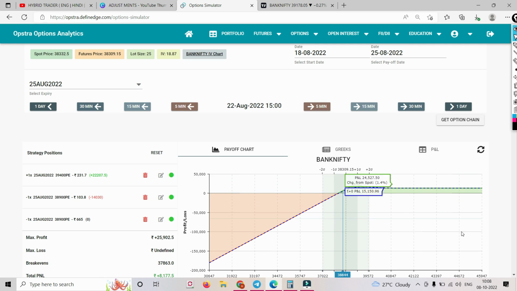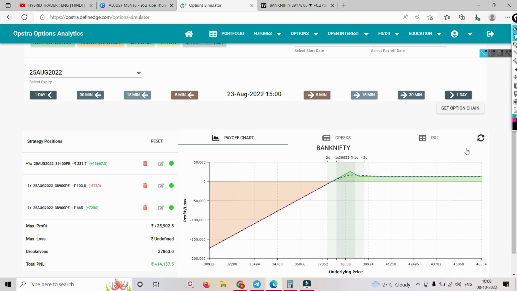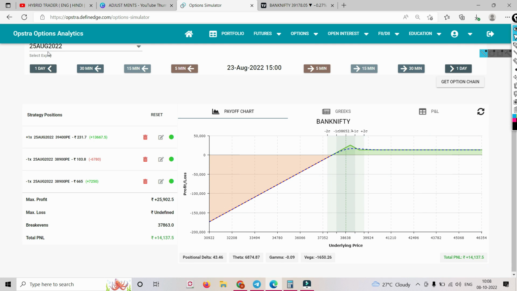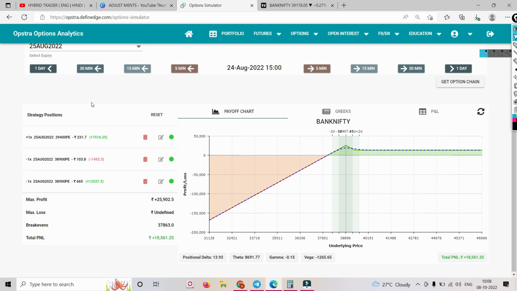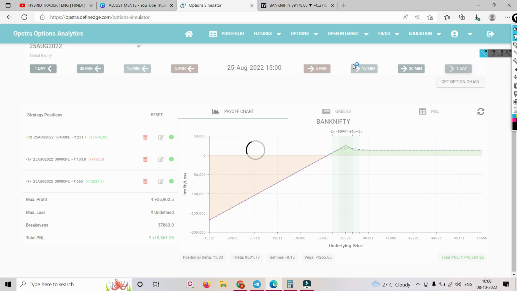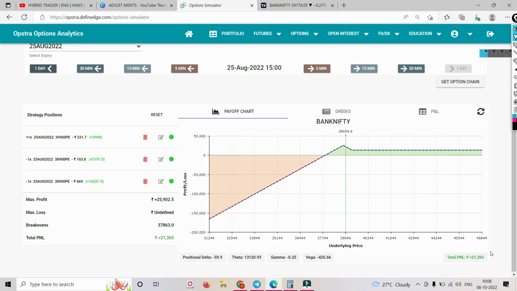Adjustment number 1 is just to convert this to 1:2. So you have 1 buy position and 2 sold, so this is almost like 1:2. Let me take you to the expiry day. Your profit is 14,000 right away. The previous day it was 8,000. The next day your profit is at 14,000. The next day profit is 18,000. So are we on the expiry day? No. On the 24th expiry day your profit is almost 21,000. But this has a risk also, because your loss is unlimited.